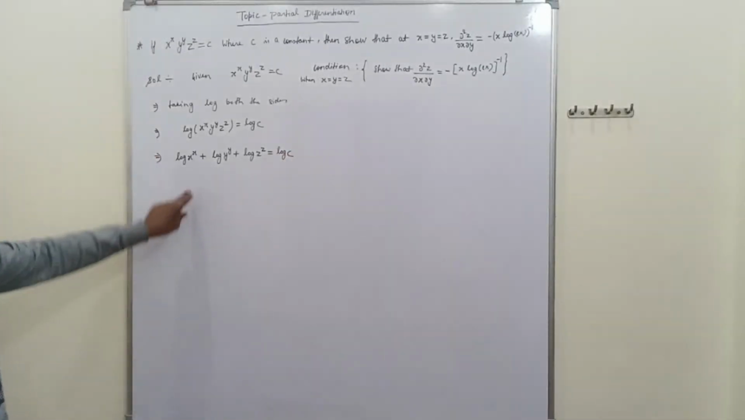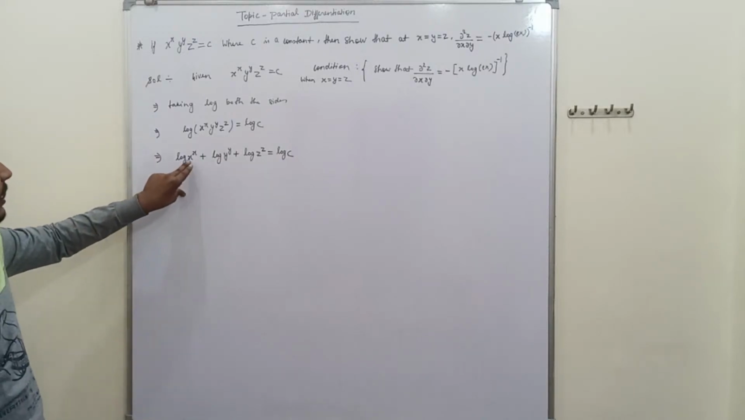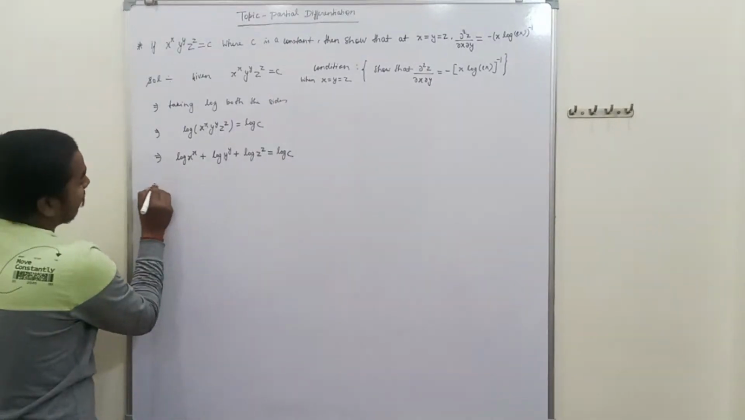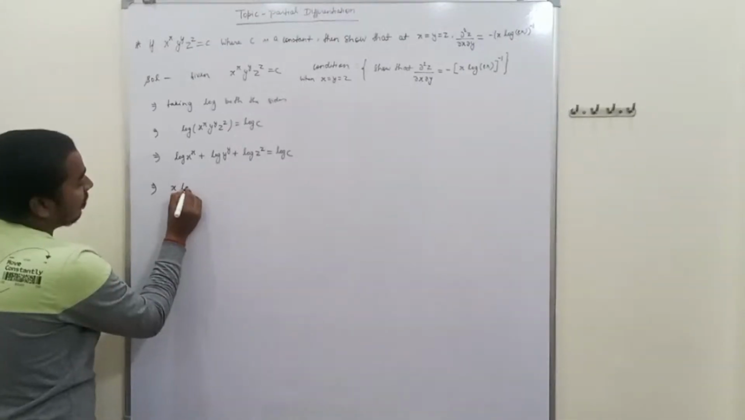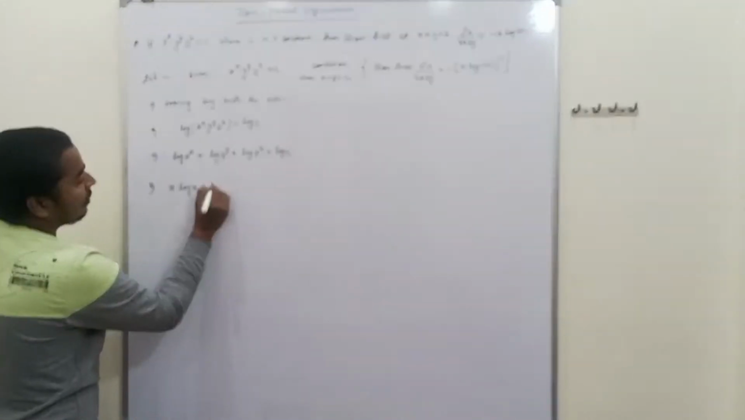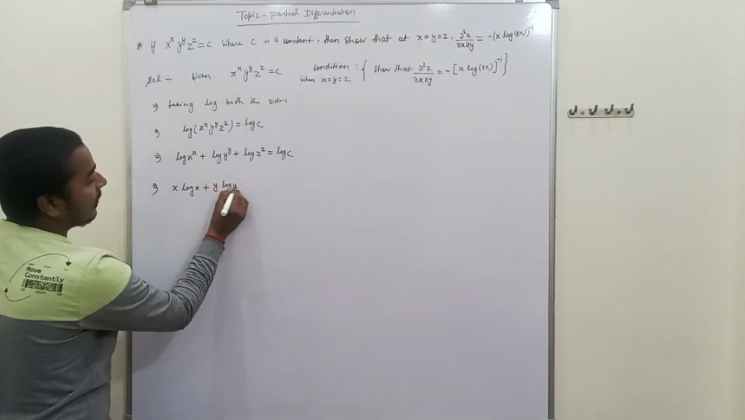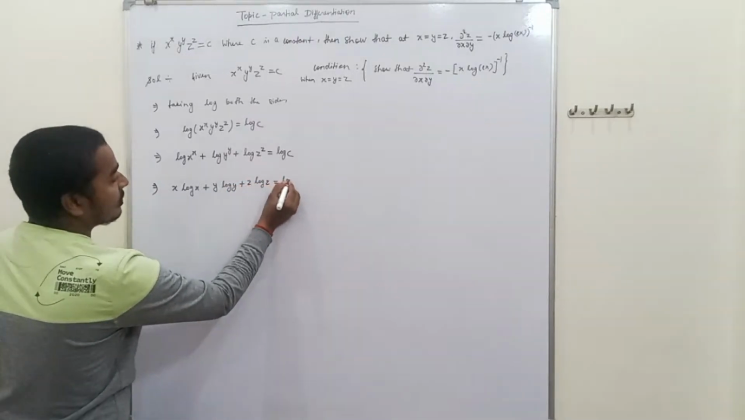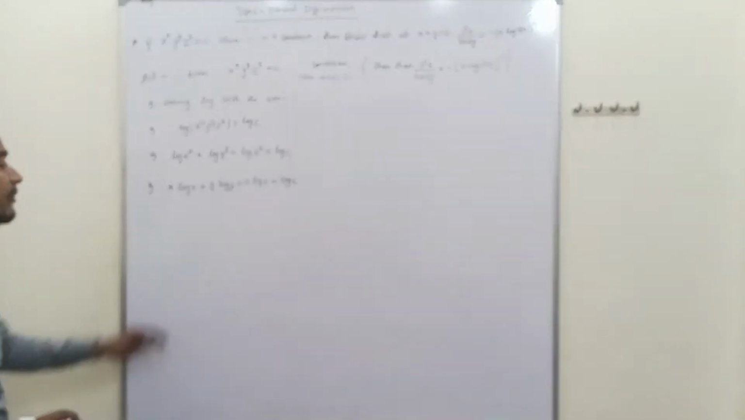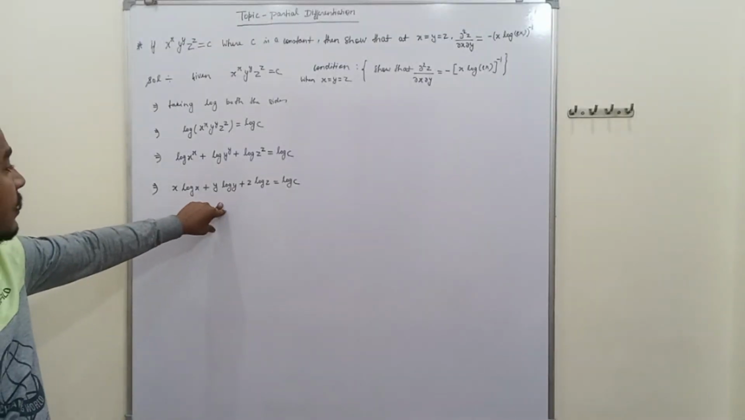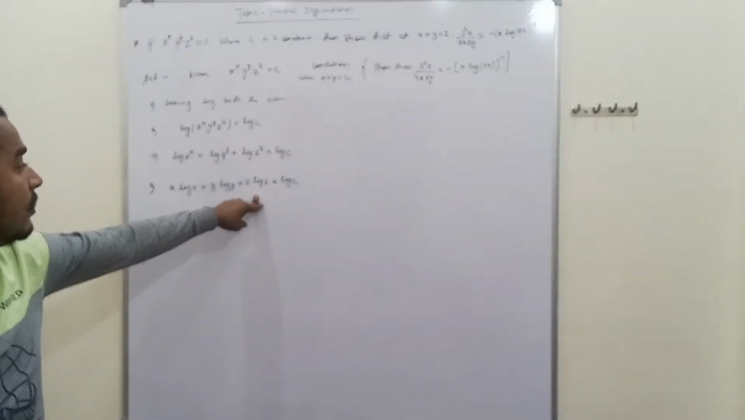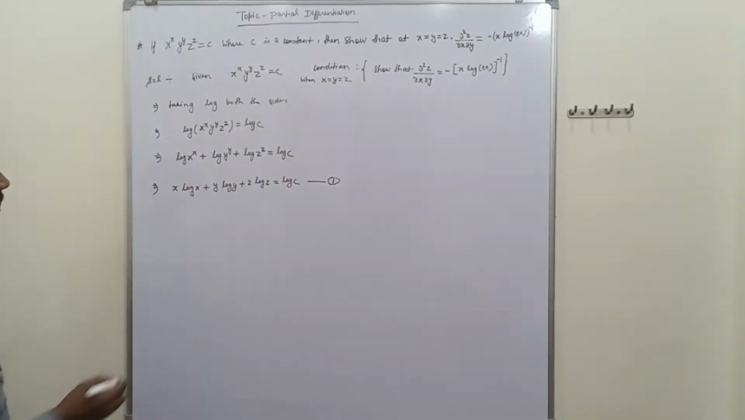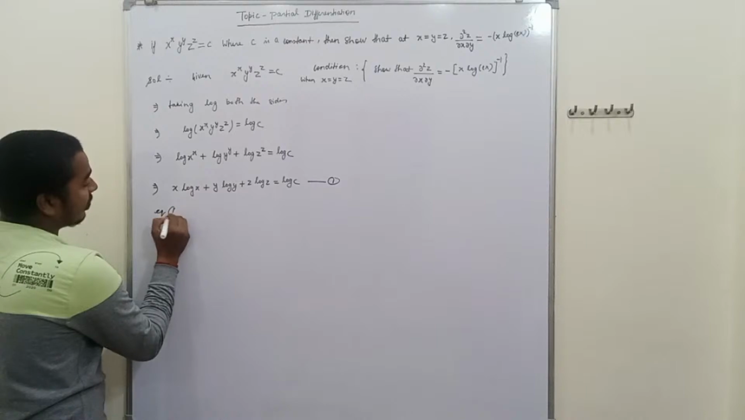Again using the property of log, log m to the power n is n log m. So we have to further proceed, that is x log x plus y log y plus z log z is equal to log c. This is the function given. Here z is the function of x and y. Let this be equation 1.